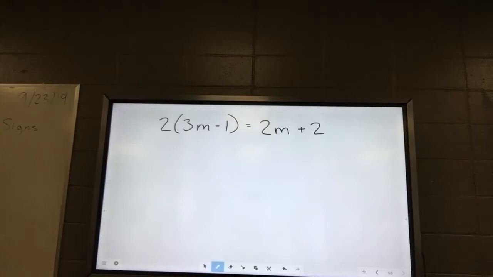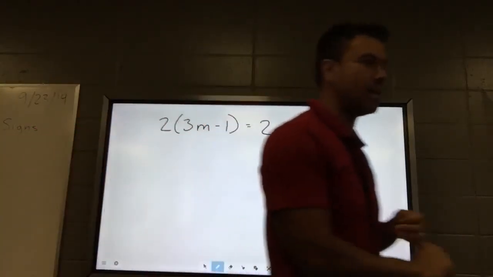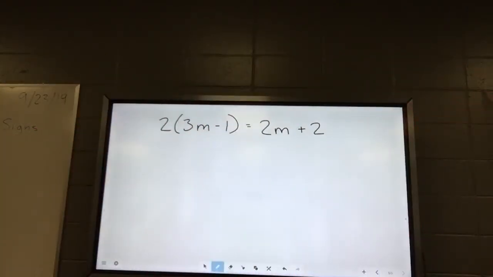As you guys are working, I'm going to give those properties of equality. See if you can listen and work at the same time. The addition property of equality: adding the same amount to both sides of an equation. The subtraction property of equality: subtracting the same thing from both sides of an equation. The multiplication property of equality: multiplying both sides by the same amount. Division property of equality: dividing both sides by the same amount.